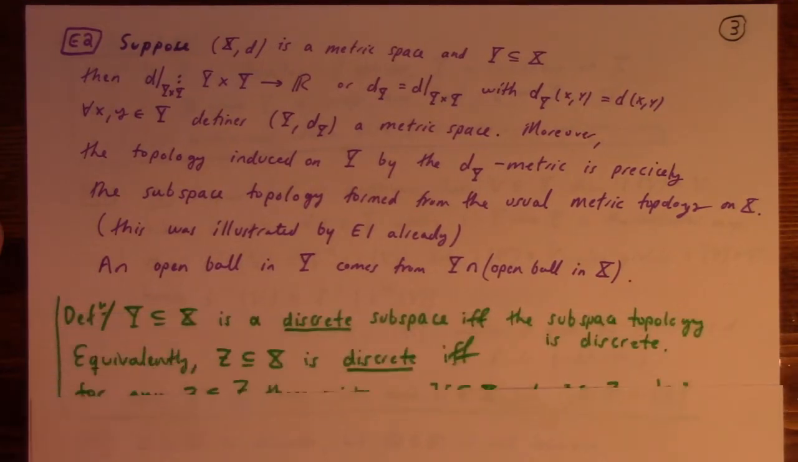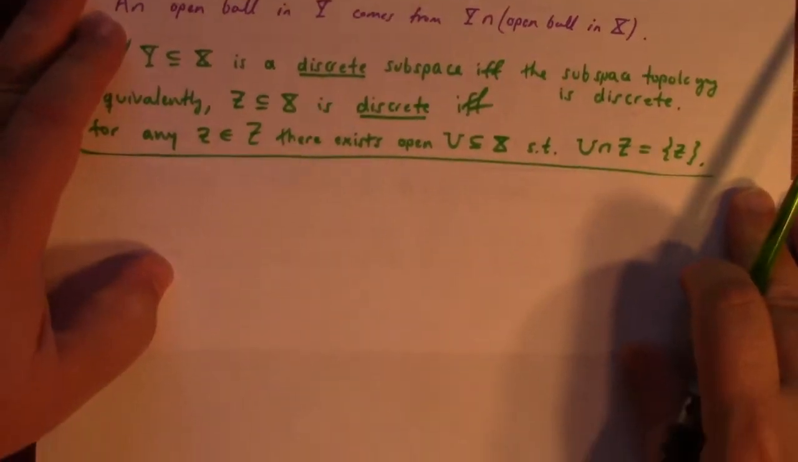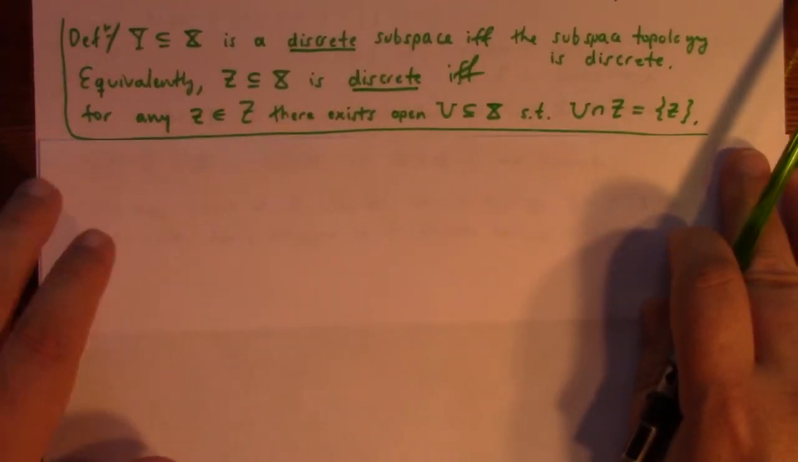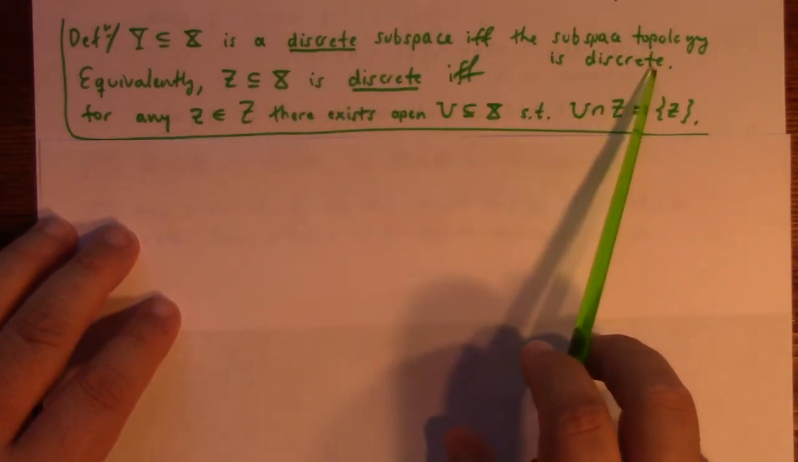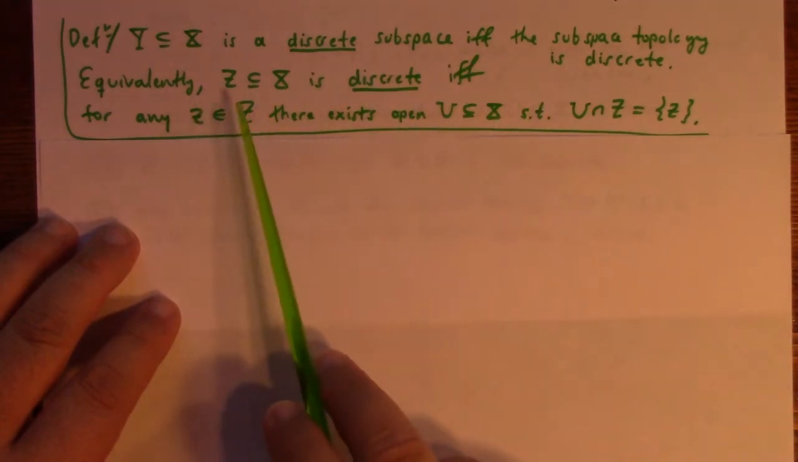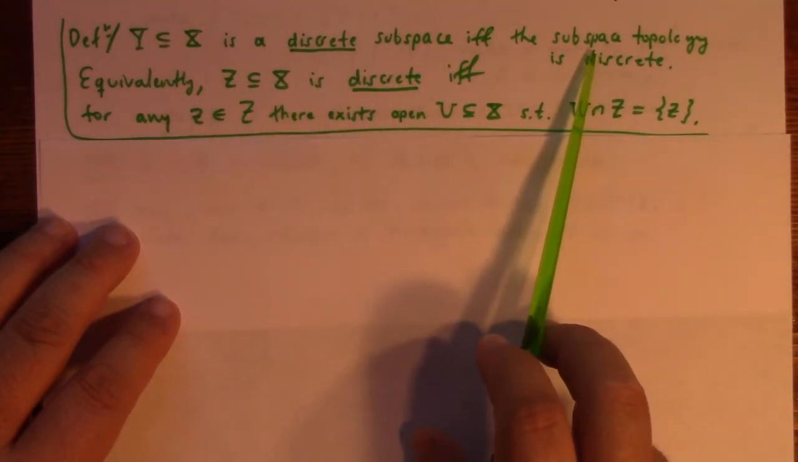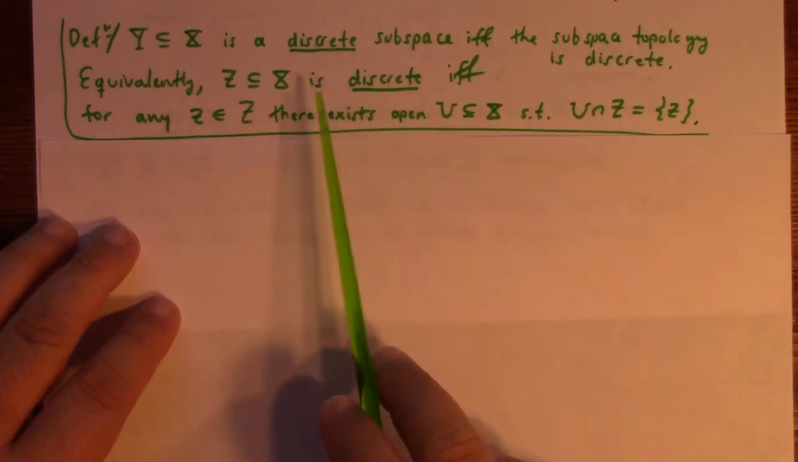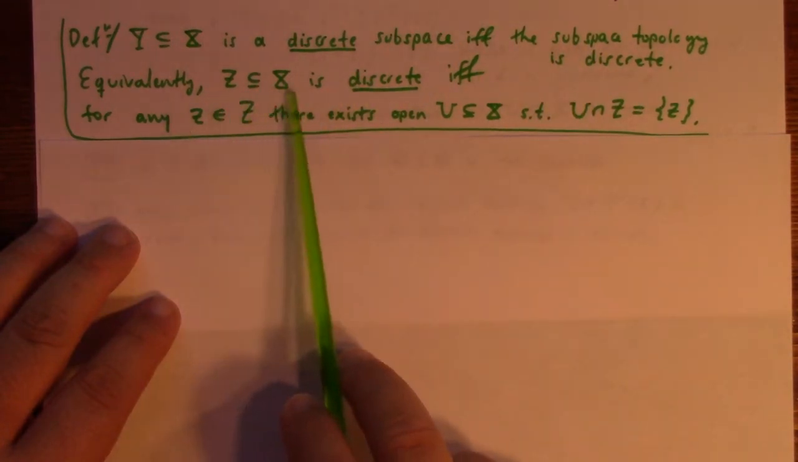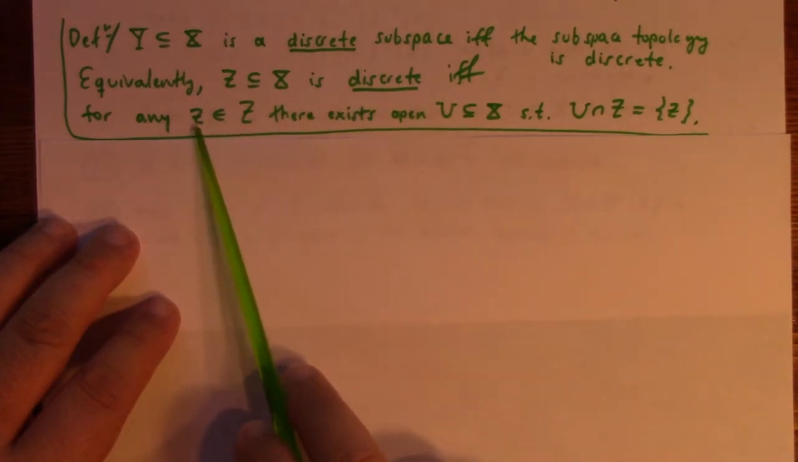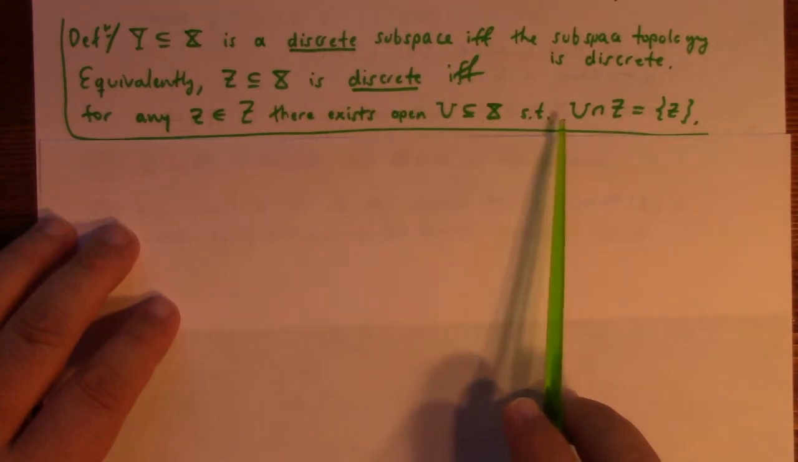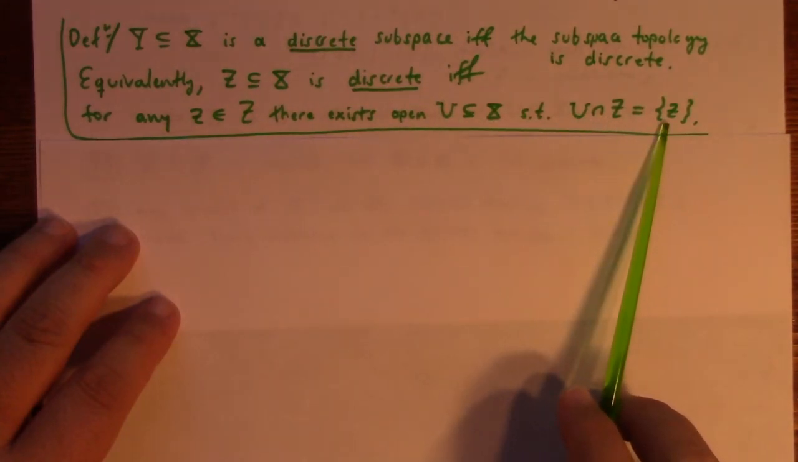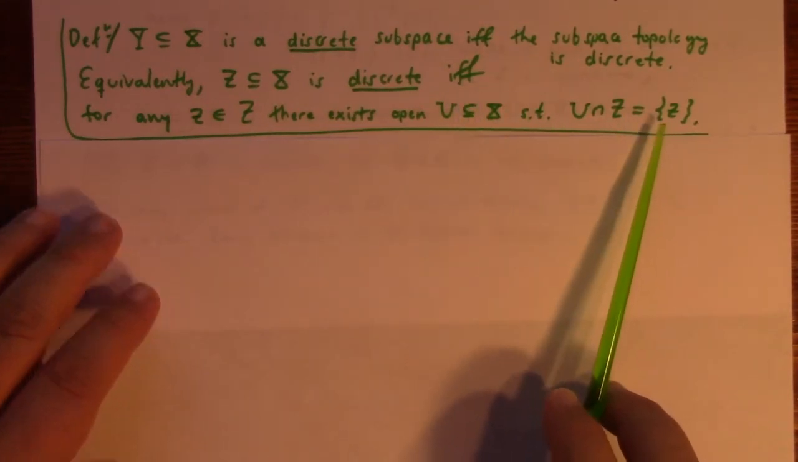So that's cool. Another thing which plays nice with the concept of subspace is discrete spaces. So a discrete subspace is what? It's discrete if and only if the subspace topology is the discrete topology. What that means, of course, is that every subset of the subspace is itself open. In particular, it suffices to say Z, a subset of X, is discrete if and only if for any particular point in Z there exists an open subset U of X such that the intersection of U with Z is just the set containing that point, which is to say that the singletons are open in the subspace topology.